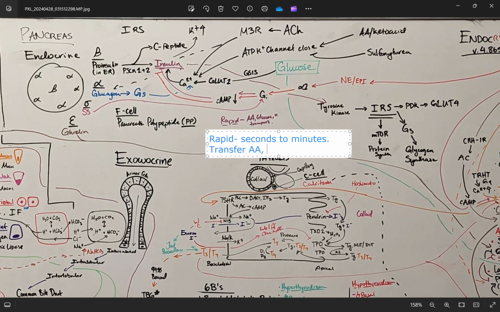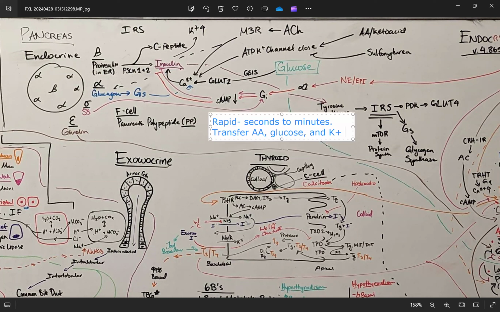Your intermediate effects, I believe, take a few more minutes. I'm going to just look at my notes really quick because I forgot to write this. Unless someone knows what the intermediate effects are for insulin. Yes. You have until I get to my notes. Oh, spaghetti notes.